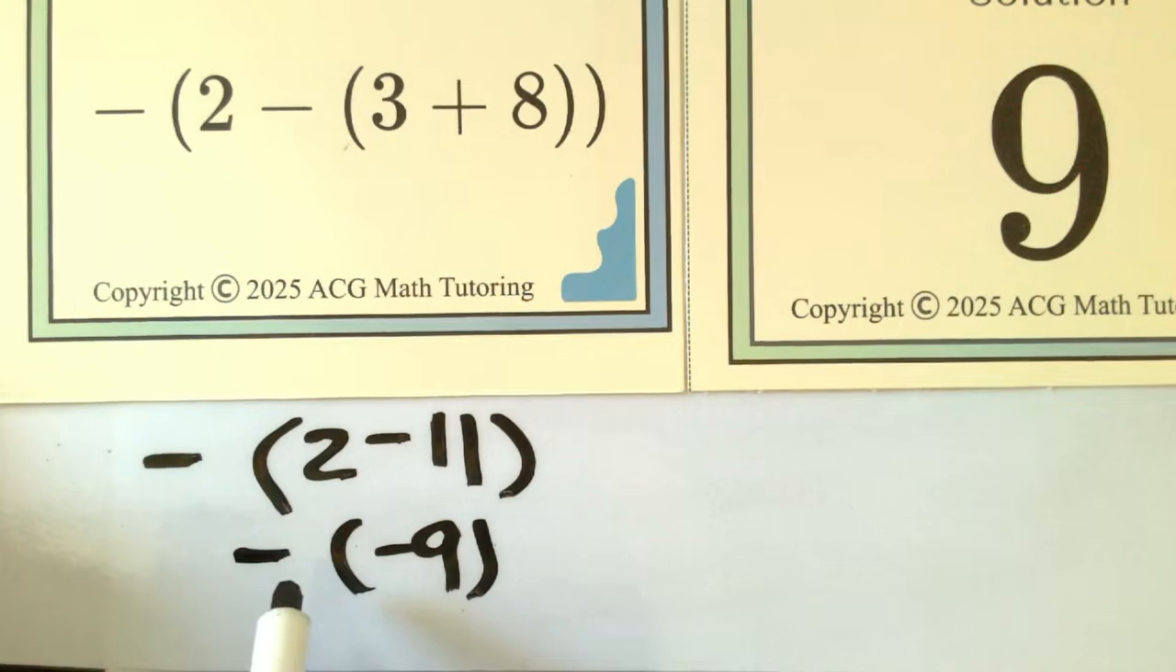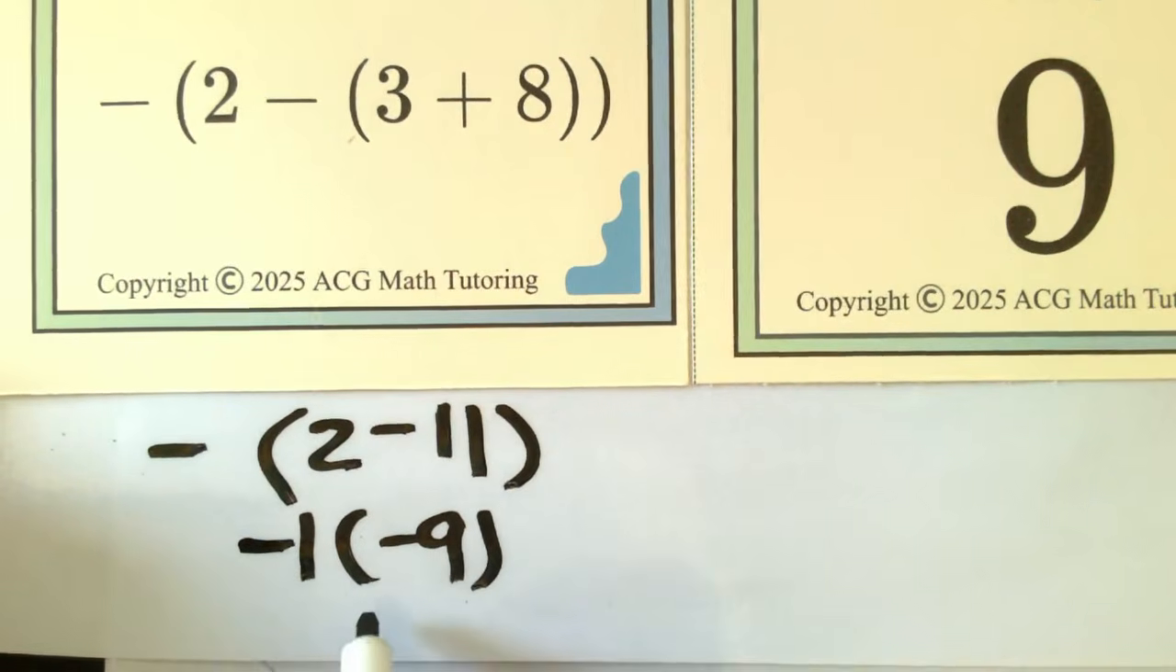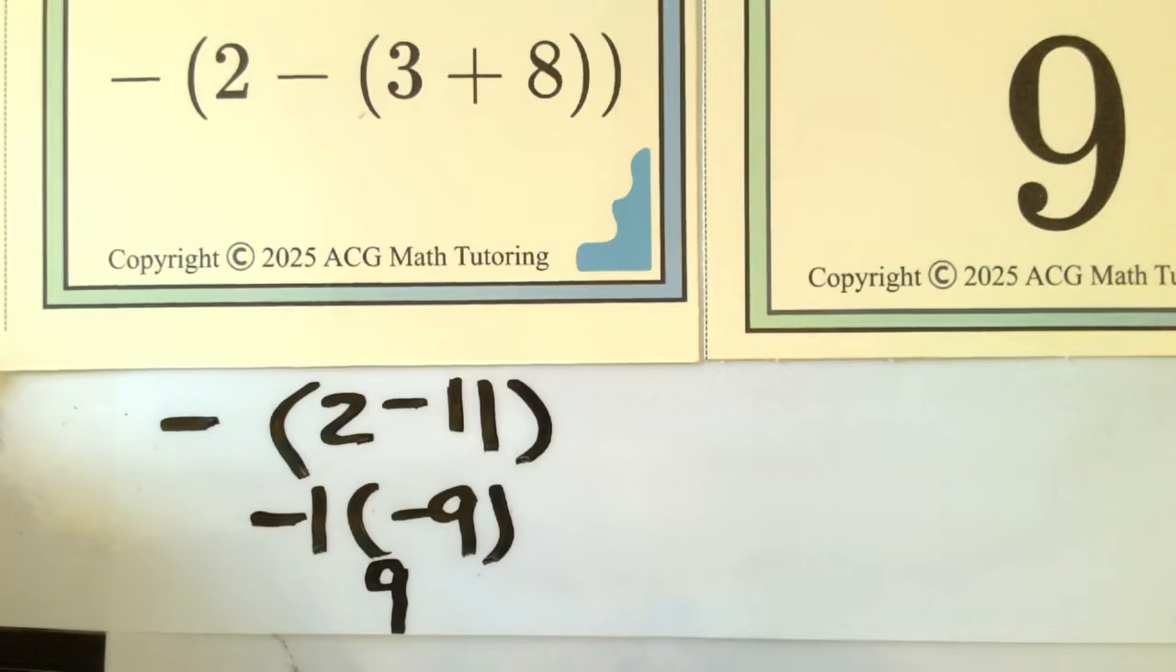Now, if you don't see a number with that negative, that means that's a -1. Okay? Anytime you don't see a number, but there's a random minus sign, that means it's really a -1. So a negative times a negative will give me a positive, and 1 times 9 will give me 9.